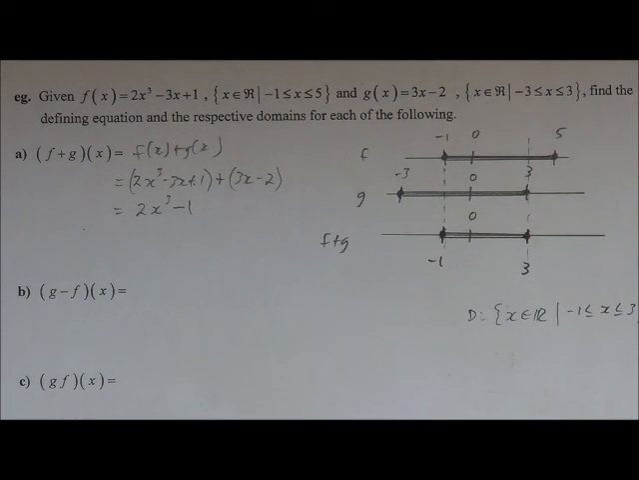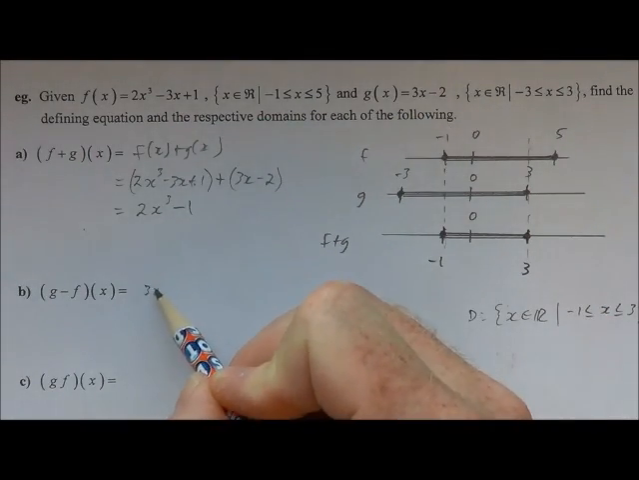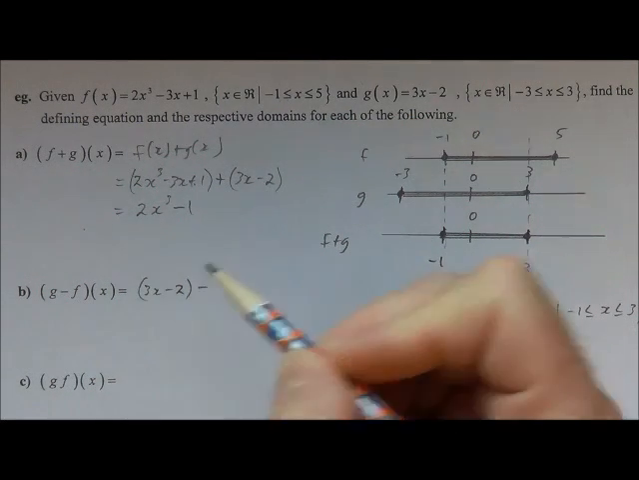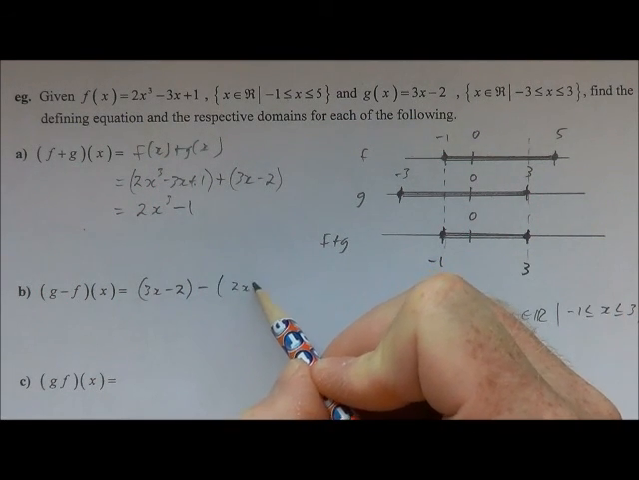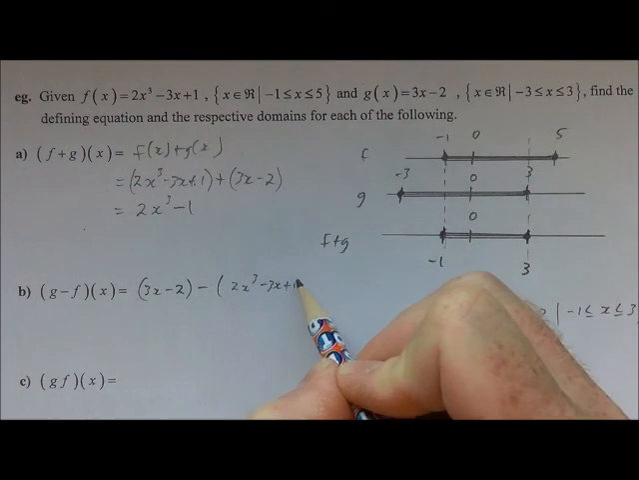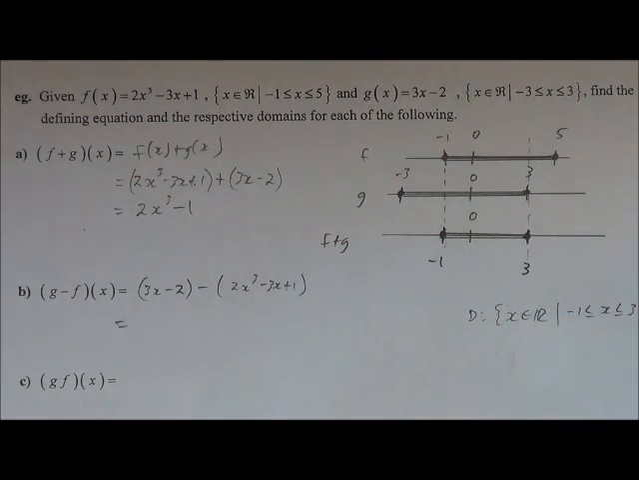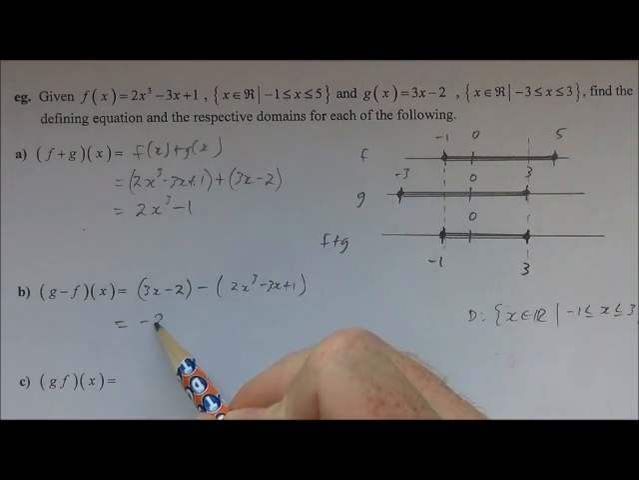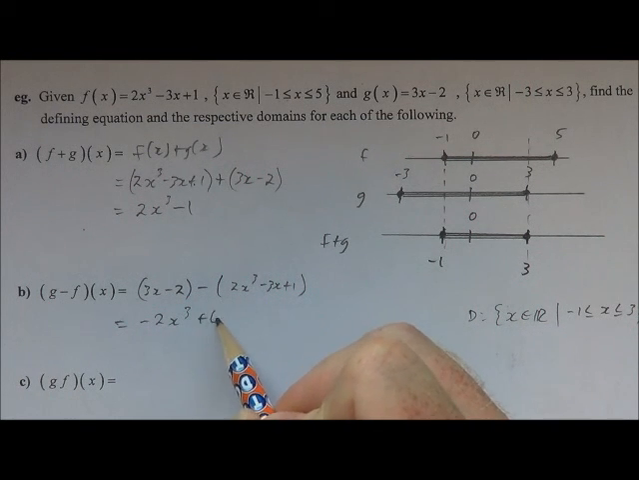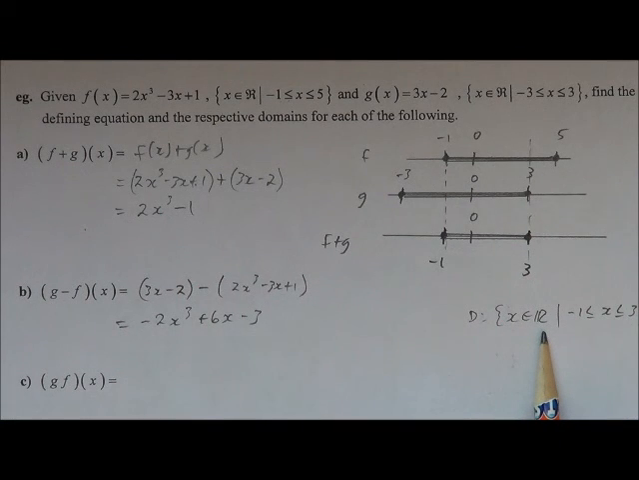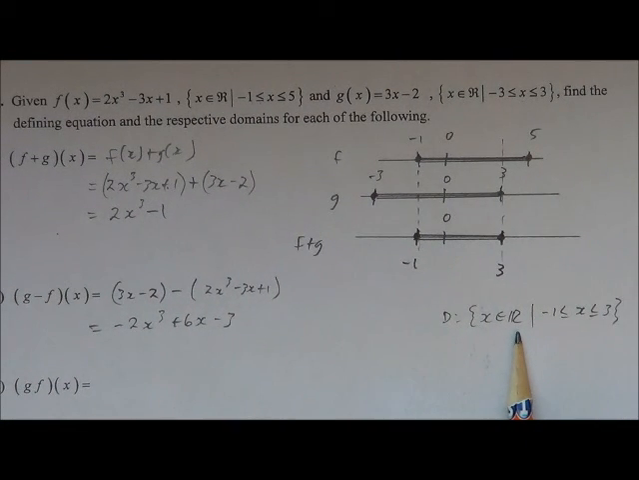Okay, and then the rest of this is just a little bit of algebra. So g minus f is g of x minus f of x. So we have 3x minus 2 minus 2x cubed minus 3x plus 1. And then that gives us negative 2x cubed plus 6x minus 3. And it'll have the same domain as f plus g of x. Okay, that domain will be the same for all three.